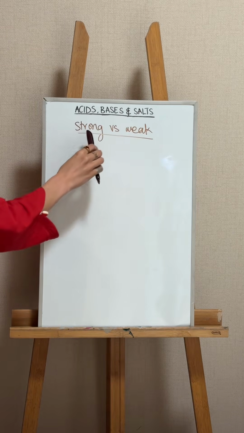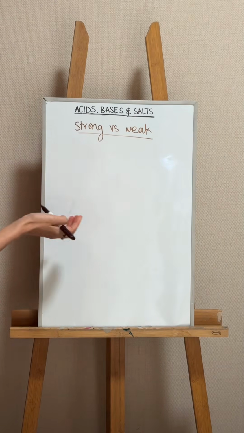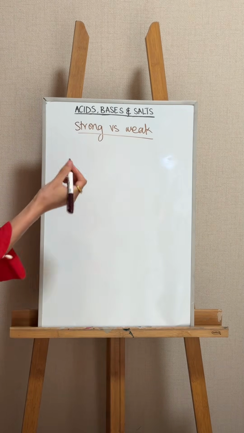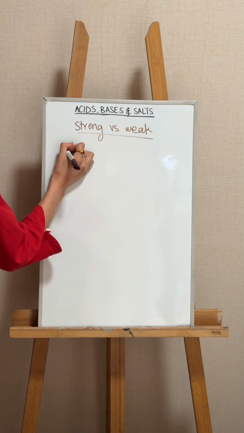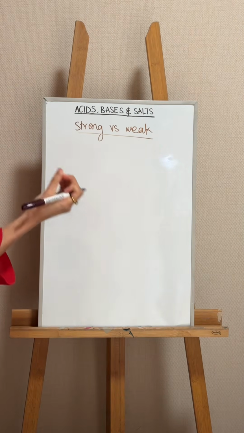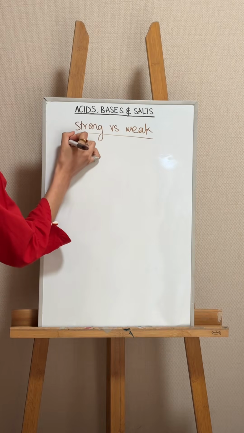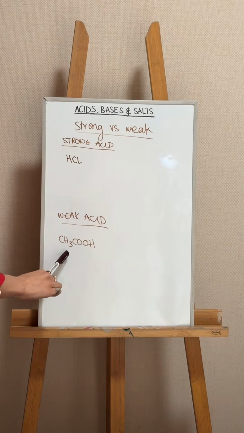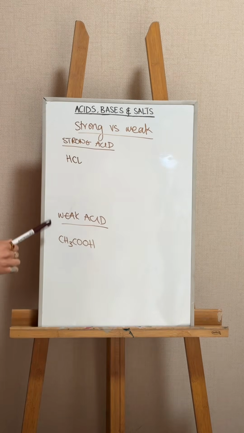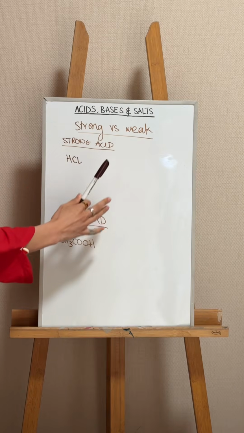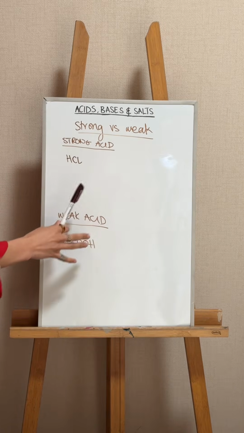Let's dive into strong versus weak, and we're going to focus on acids. Some of the acids you should be able to recall by now. I'm going to pick a strong acid and a weak acid. I'm going to pick hydrochloric acid as my strong acid, and as my weak acid, I have chosen ethanoic acid. So what is the difference between a strong acid and a weak acid? And we will also have a look at the definition.